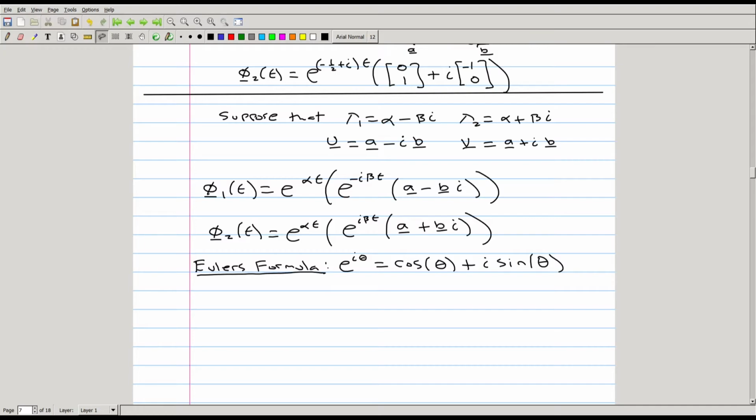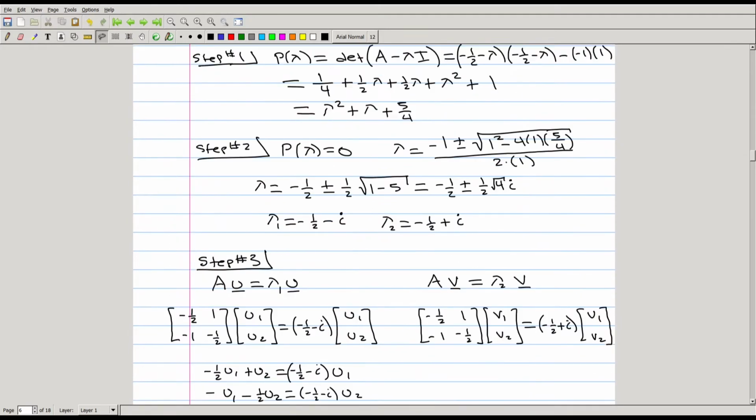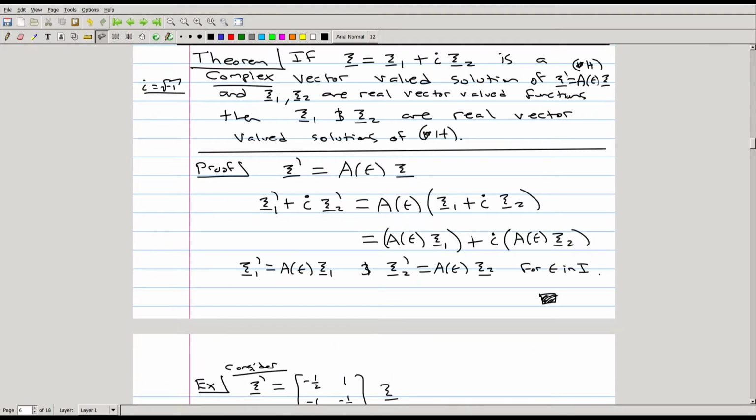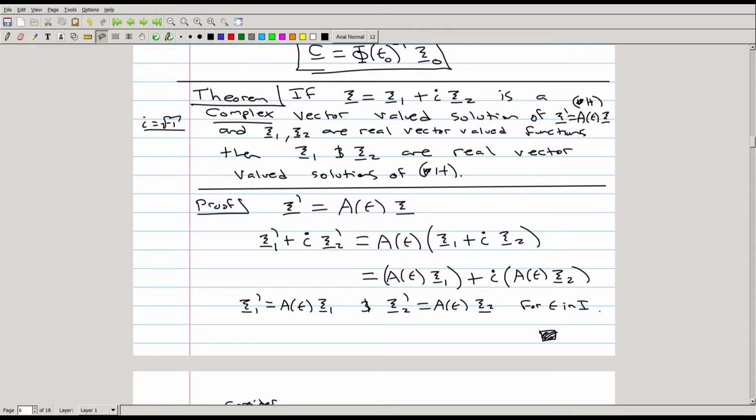But the idea here is that we're just going to apply this in both of these expressions right here. And the ultimate end goal is to take a look at this theorem that I just proved for you, which is that if psi is psi1 plus i psi2, so we have a complex vector valued solution, where psi1 is a solution, psi2 is a solution, then psi1 and psi2 are also real vector valued solutions of the homogeneous form of the differential equations.